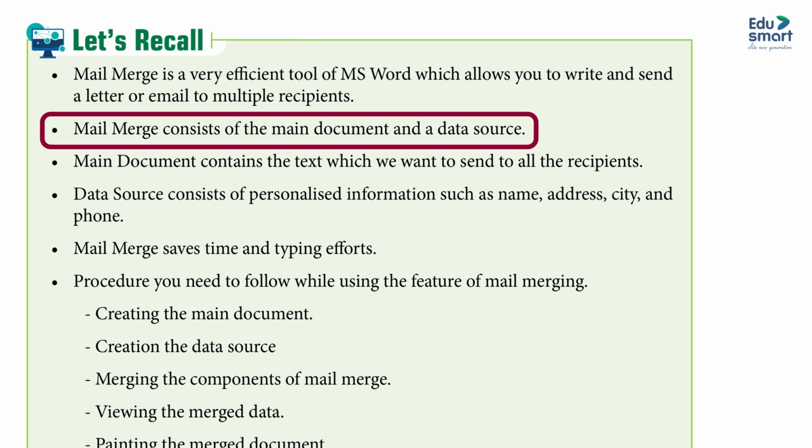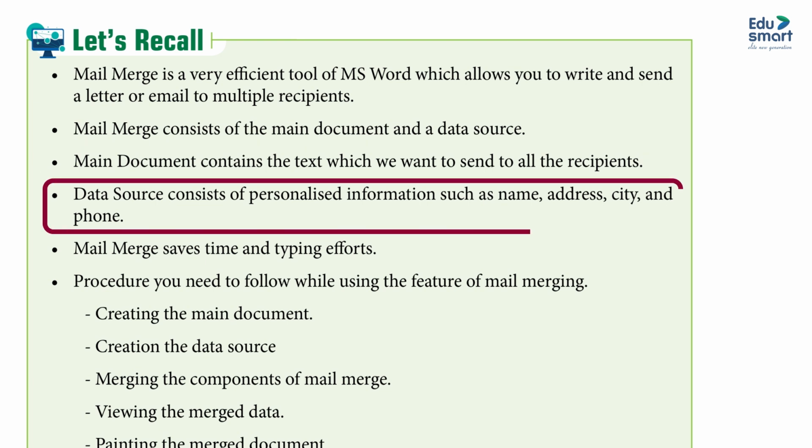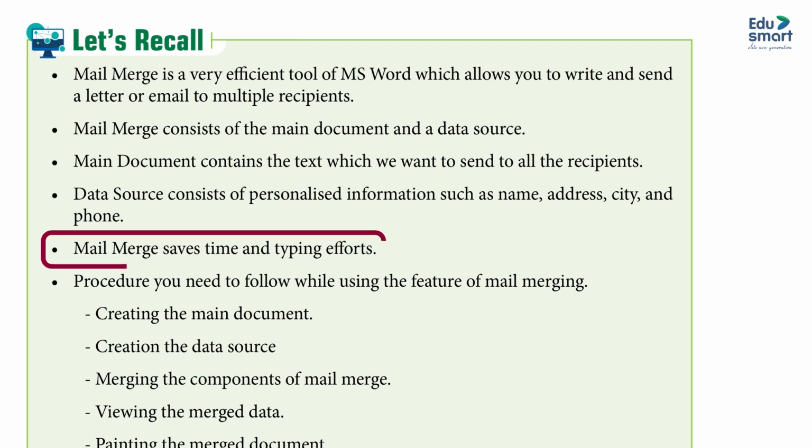Mail Merge consists of the main document and the data source. Main document contains the text which we want to send to all the recipients. Data source consists of personalized information such as name, address, city and phone. Mail Merge saves time in typing efforts.